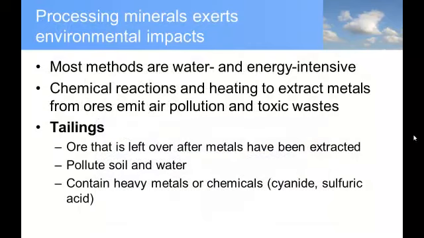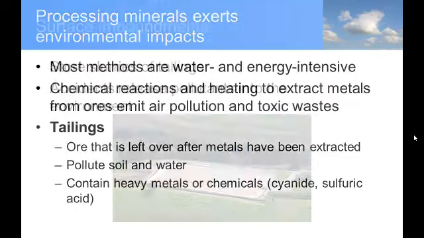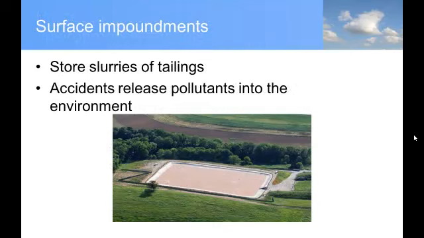And of course, as we process the ores, there's always leftover material. These materials are called tailings. Many of these can contain heavy metals or other hazardous chemicals, including cyanide and sulfuric acid. So these have to be disposed of very carefully. Processing these minerals is a very water- and energy-intensive process. So we have to consume a lot of resources just to convert them into something that is useful for us. Getting rid of the tailings is often a difficult and expensive process.